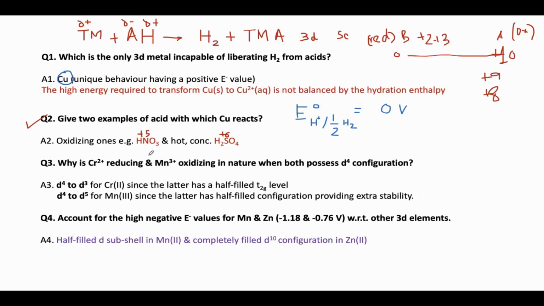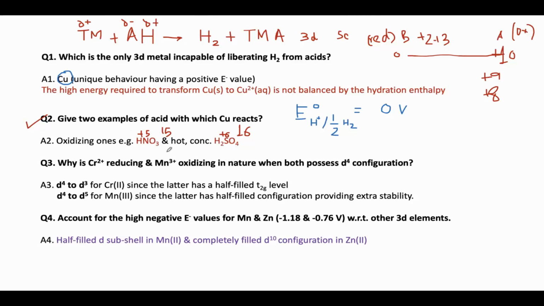Now, you know nitrogen falls under group 15 and sulfur falls under group 16. The topmost oxidation state of group 15 elements is +5 and the topmost oxidation state of group 16 elements is +6. So in HNO3, nitrogen is in its highest oxidation state. In sulfuric acid also, the oxidation state of sulfur is the highest.